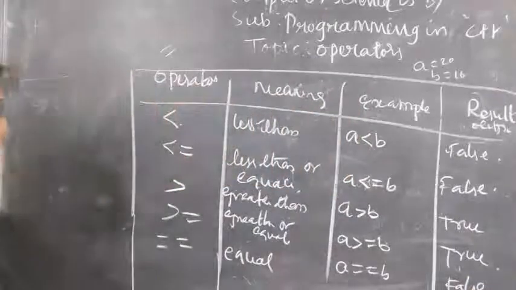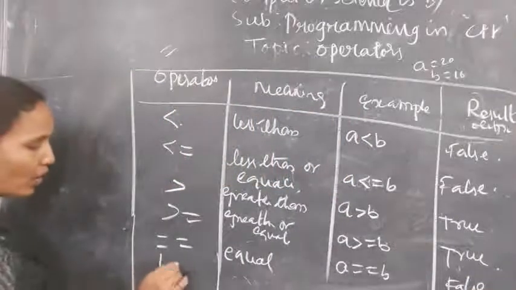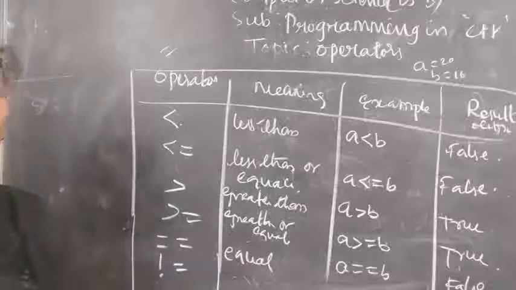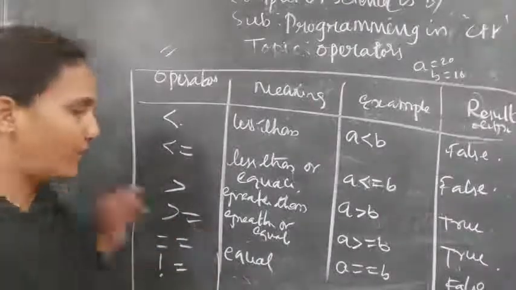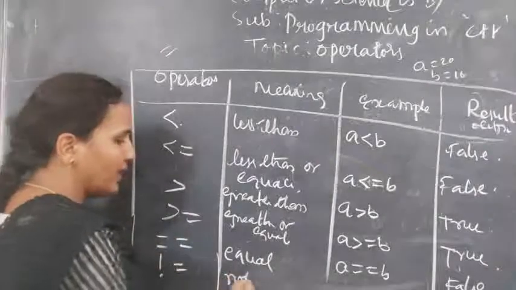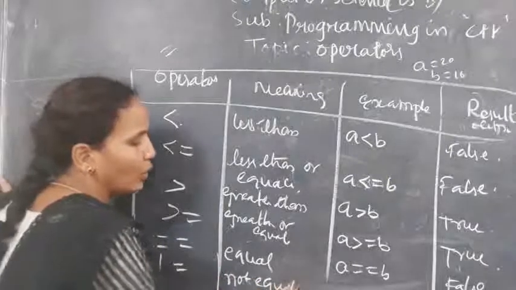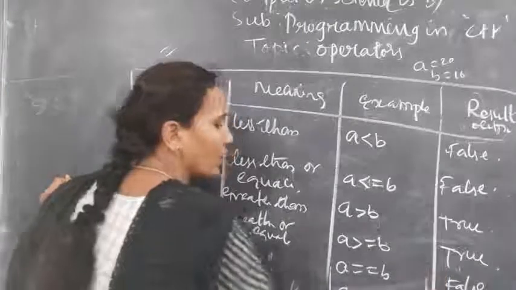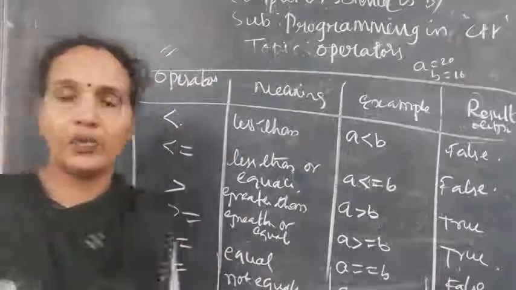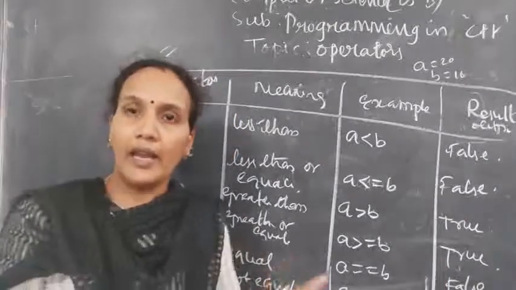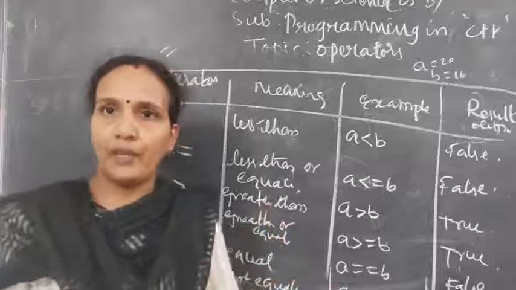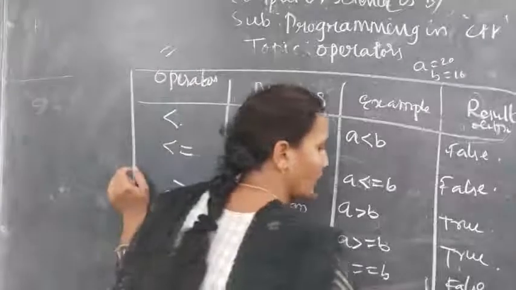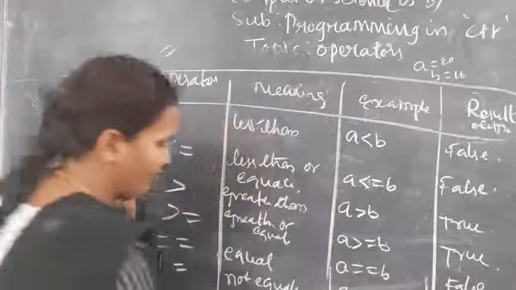Now one more operator: not equals to. Not means is not equals to. A not equals to B. It is true, because A value is 20 and B value is 10. A is not equal to B, the condition is true, so you will get a true result.